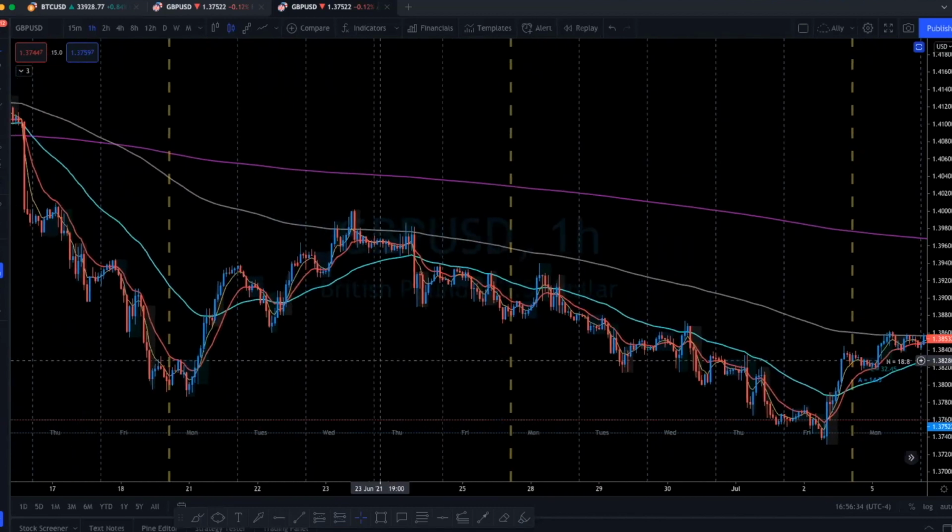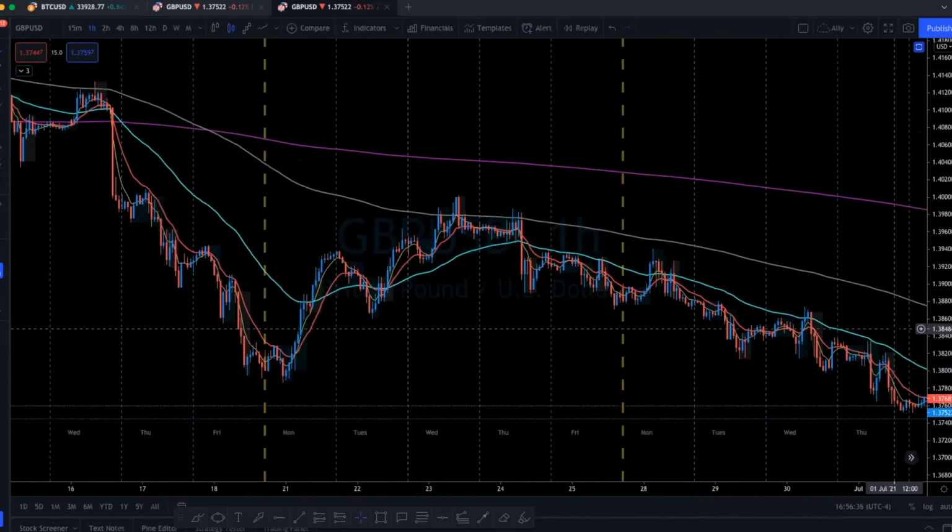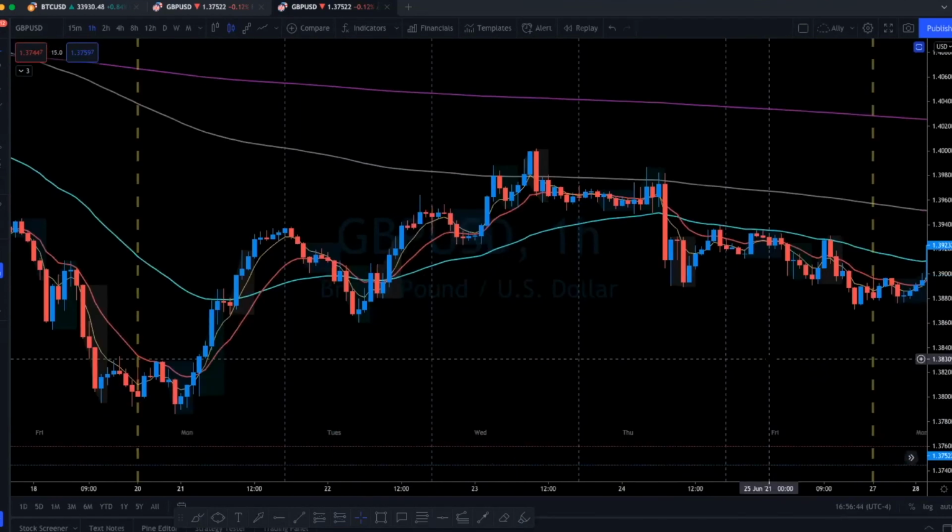So if we talk about just the market maker cycle, so this one here, the main thing is that you have a midweek reversal. The midweek reversal has to happen either on Wednesday or Thursday. It cannot happen on Tuesday. Tuesday is not the midweek. It's either Wednesday or Thursday.